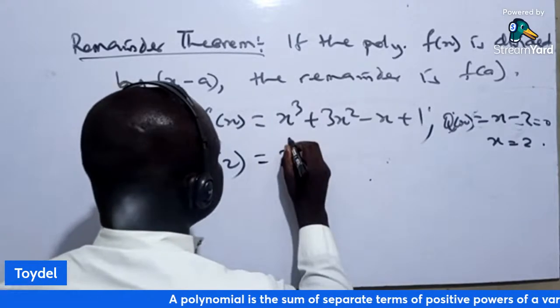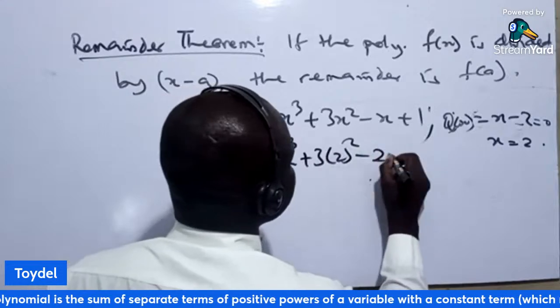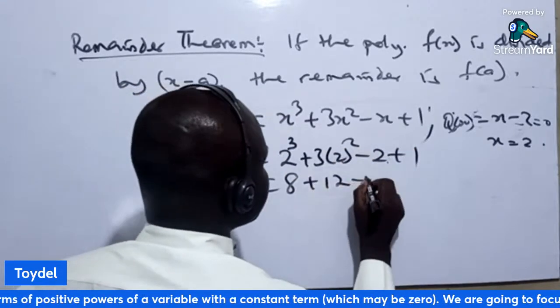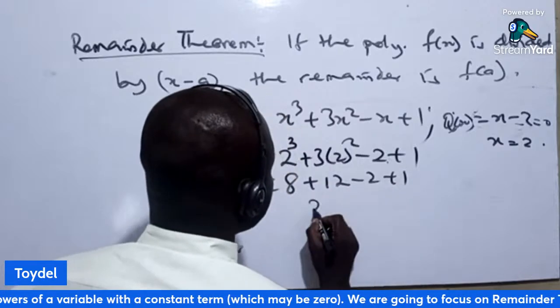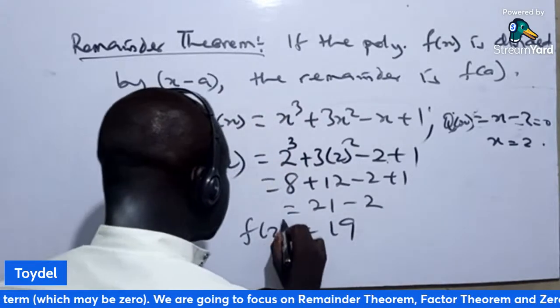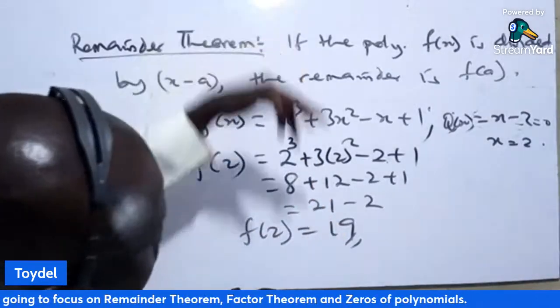In this case, I will have 2 raised to the power 3 plus 3 multiplied by 2 squared minus 2 plus 1. This is going to give me 8. 2 times 2 is 4, 4 times 3 is 12. This is 12 minus 2 plus 1, which is 21 minus 2, and that's going to give me 19. So f of 2 is equal to 19. You realize that when we use the long division method, at the end of the day, the remainder is 19.